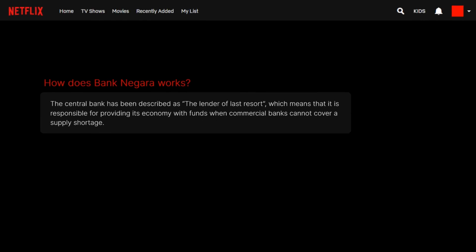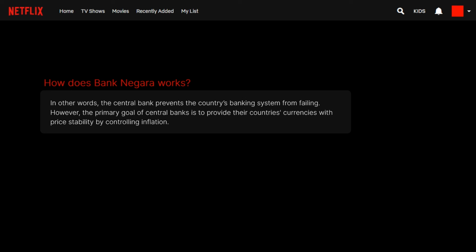The central bank has been described as the lender of last resort, which means that it is responsible for providing its economy with funds when commercial banks cannot cover a supply shortage. In other words, the central bank prevents the country's banking system from failing. However, the primary goal of central banks is to provide their country's currency with price stability by controlling inflation.